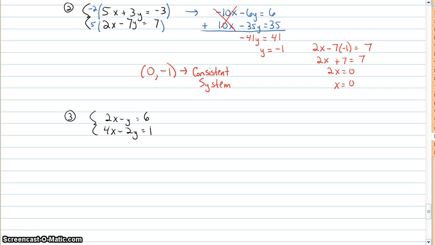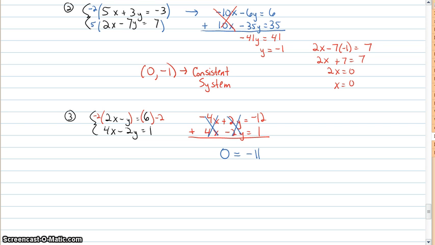Alright, the last example. Now let's say I want to get rid of the y's. So I'm going to multiply the top equation by a negative 2 so that I get negative 4x plus 2y equals negative 12. The bottom becomes 4x minus 2y equals a positive 1. And now when I add these two together, both the x variables and the y variables drop out. On the left-hand side, I'm left with 0, and on the right-hand side, I'm left with negative 11.